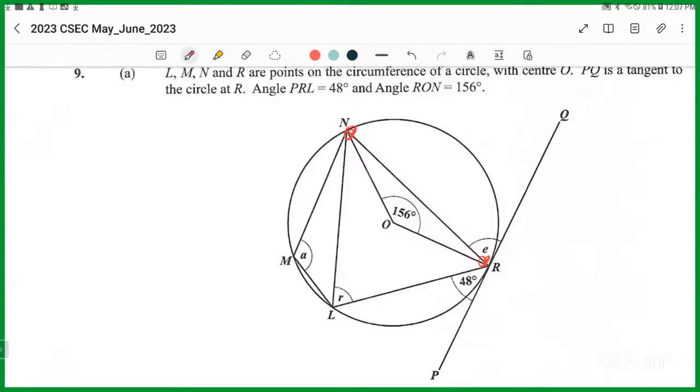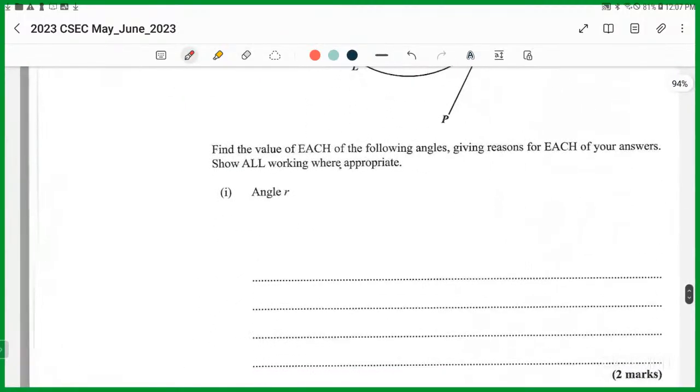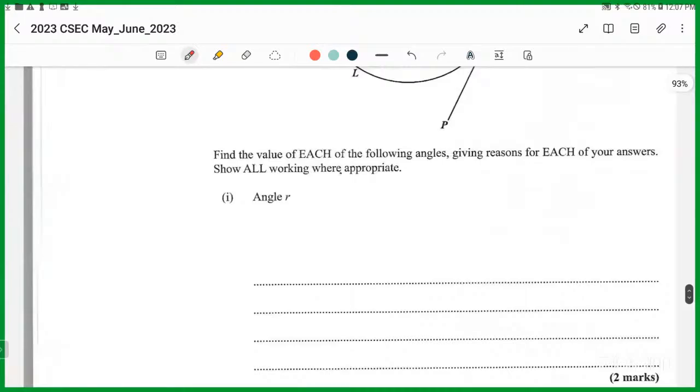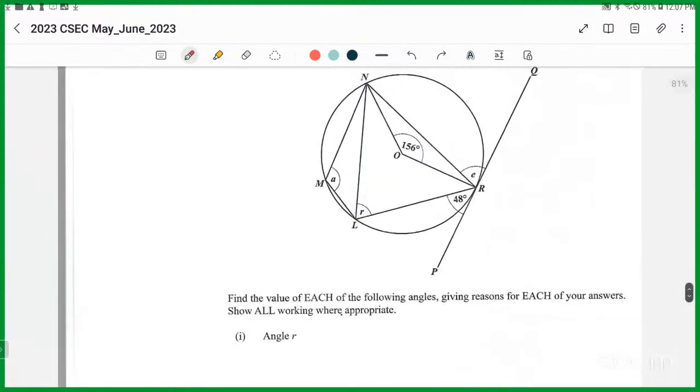Anyway, let's answer the questions and not preempt the question, but I just want us to be reminded of stuff. So the question says, find the value of each of the following angles, giving reasons for each of your answers, and show all working where appropriate. The first angle I want is angle R. Let's see what angle R is. Angle R is this one.